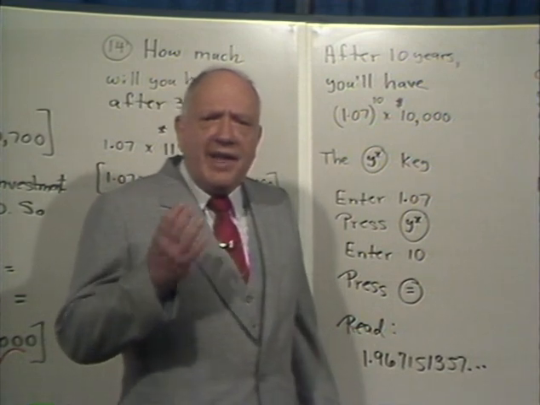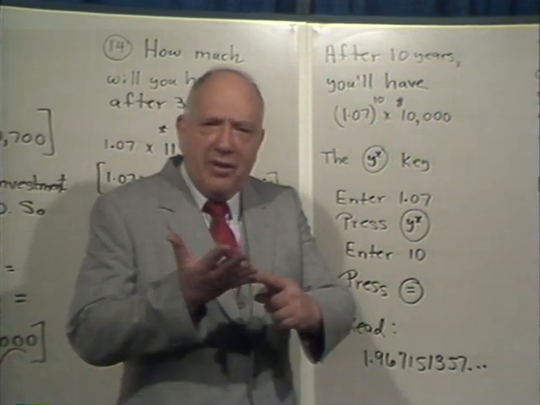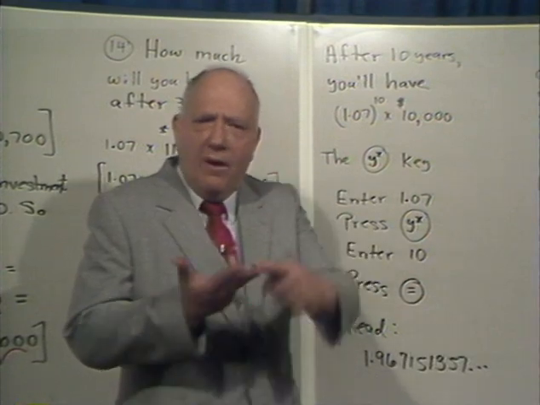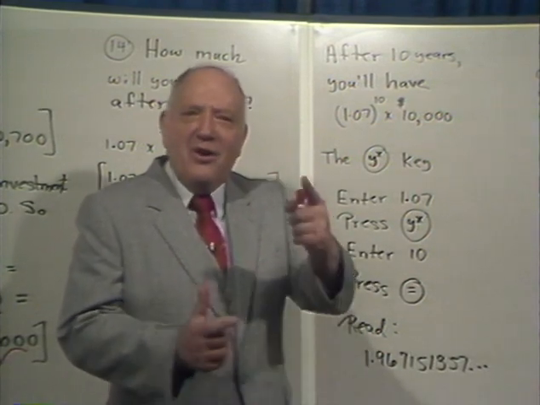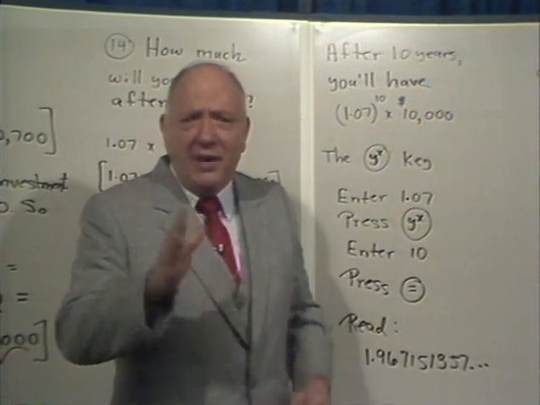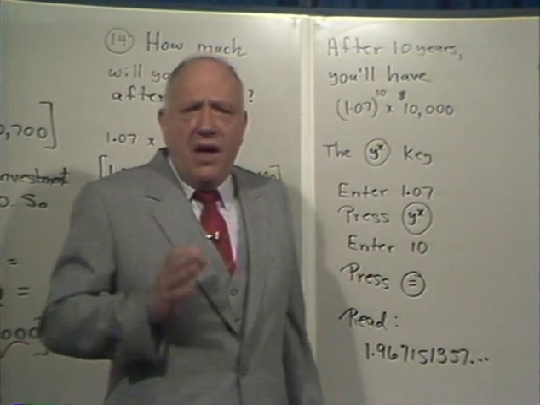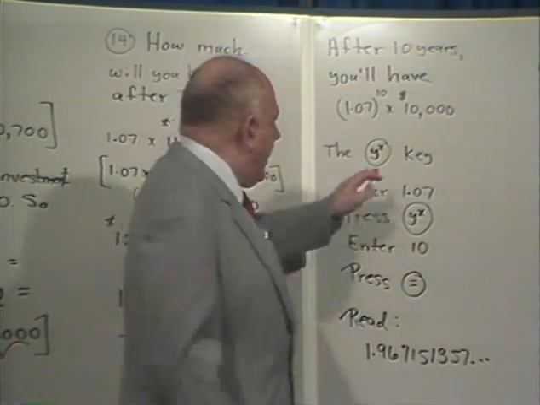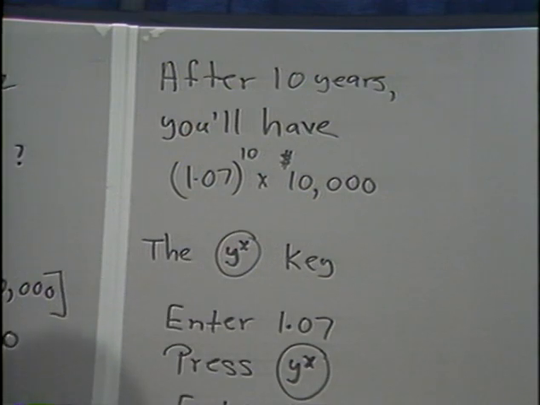Even with the calculator, that gets tedious, doesn't it? I have to multiply by 1.07, 1.07, 1.07, 1.07, 1.07. That's only 5 of them. I got to do that 5 more times. If you've got a calculator that has what's called a y to the x key on it, it's a beautiful investment if you're going to be dealing with compound interest problems.